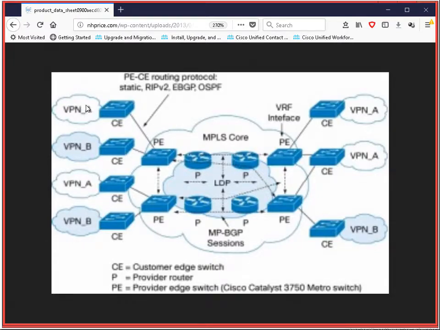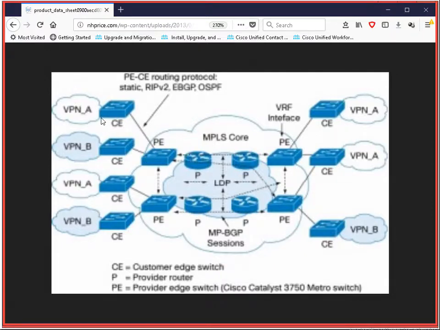Now the purpose of running this connection here is to take routes from your core network and redistribute them into this PE to CE routing protocol so that the PE router can then learn that information at the edge. There's no MPLS running here. MPLS is non-existent at this point.